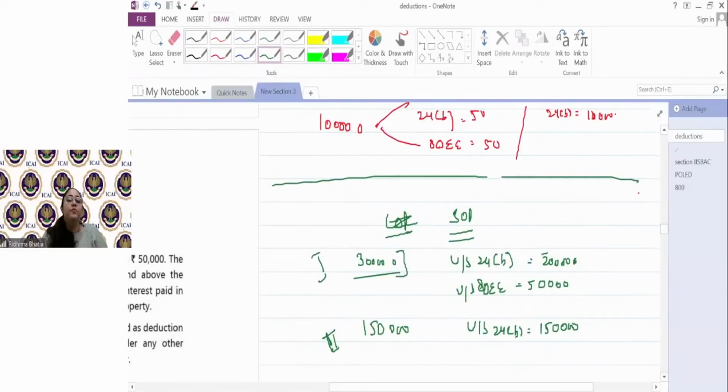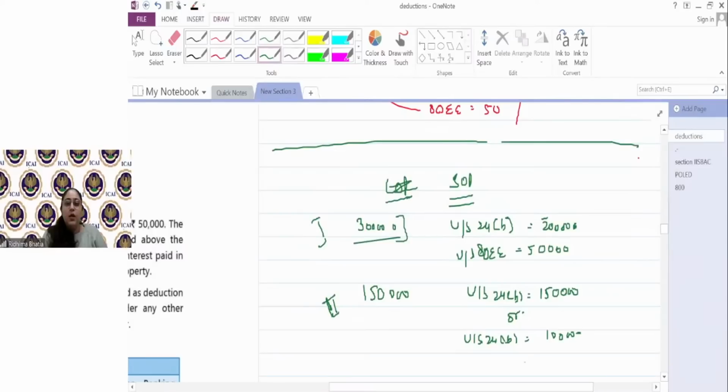But optimal for me is 24B में, और ऐसे कर सकते हो अंडर सेक्शन 24B you claim 1 lakh and 80EE में you claim 50,000. Totally up to you.